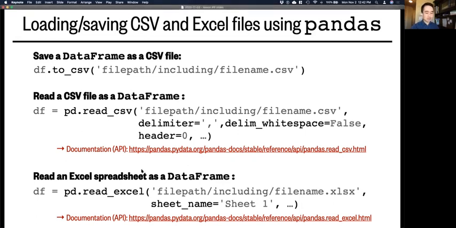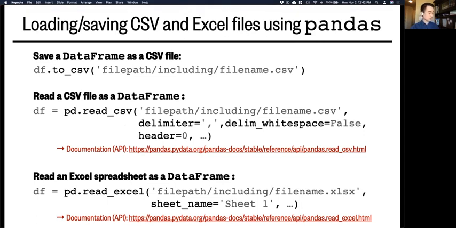And just one last function here. You can also read Excel spreadsheets using Pandas read_excel function. And the main difference with read_csv is that here you don't have to specify a delimiter. Excel has their own format for that. And you should specify which sheet name inside the spreadsheet you want to load. And of course, there's also a pd.to_excel function that saves a data frame to an Excel spreadsheet if you want to do that.